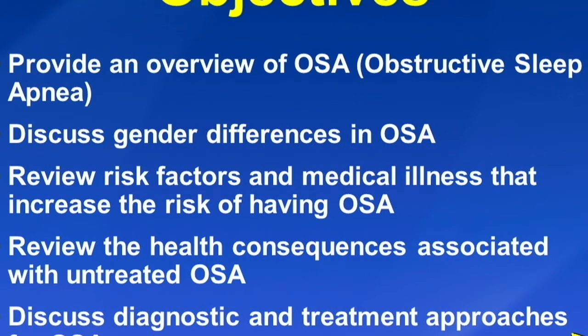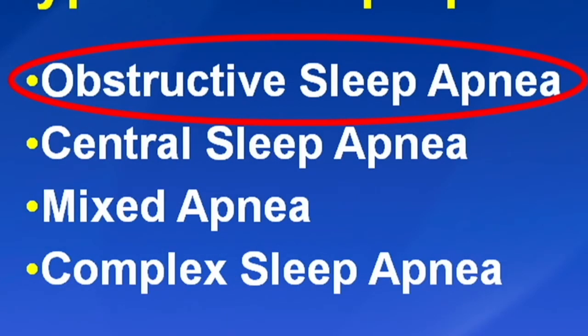My objectives for today are to provide an overview of OSA, or obstructive sleep apnea, discuss the gender differences associated with OSA, review the risk factors and medical illnesses that increase the risk of having OSA, review the health consequences that are associated with long-term untreated sleep apnea, discuss methods to diagnose and treatment approaches, and finally end with some case studies. There are several types of sleep apnea, but due to the time factor today, I'm only going to speak on obstructive sleep apnea.